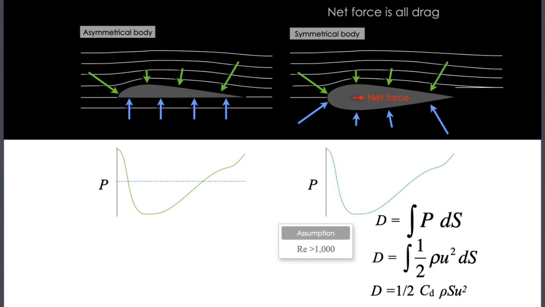As a consequence, you have more of a push upwards than you do from the green vectors pushing downwards. And if you were to integrate over the entire surface all the little forces generated on little patches of area, then you would have a net force that points upwards.